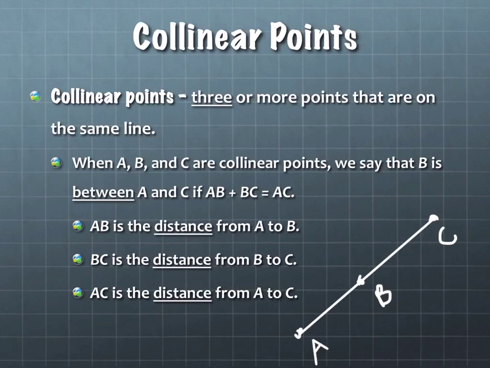So AB is the distance from A to B, BC is the distance from B to C, and AC is the distance from A to C. And what this equation right here is saying is that if we add the distance from A to B, plus the distance from B to C, it will be the same as the distance from A to C if, in fact, they all lie on the same line. If they don't lie on the same line, then that equation won't hold. Okay?